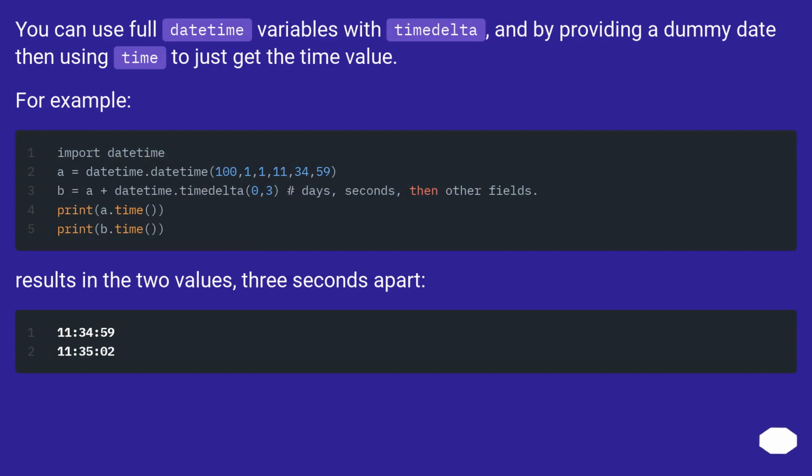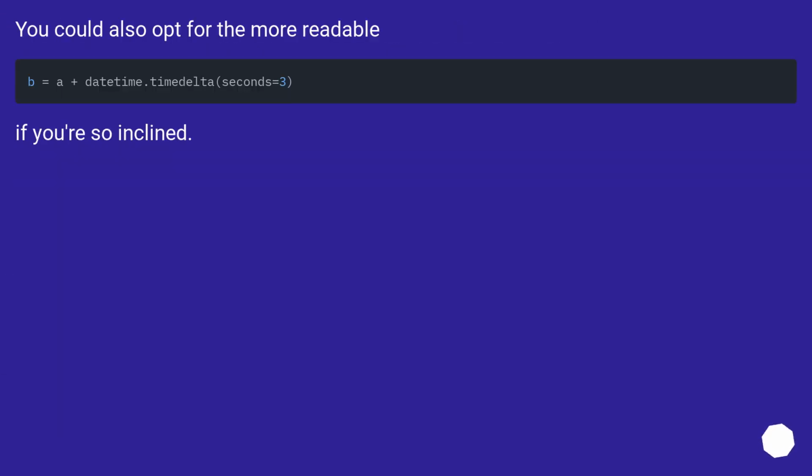You can use full datetime variables with timedelta, and by providing a dummy date, then using time() to just get the time value. For example, this results in the two values, 3 seconds apart. You could also opt for the more readable version, if you're so inclined.